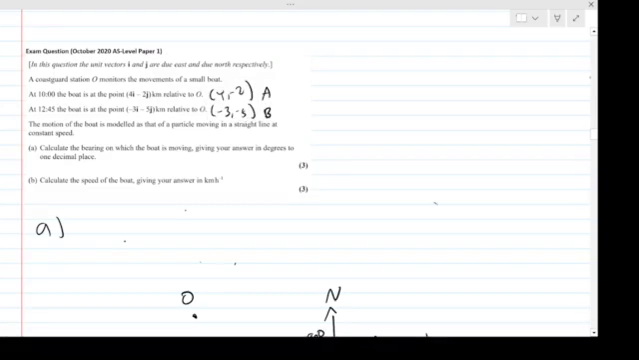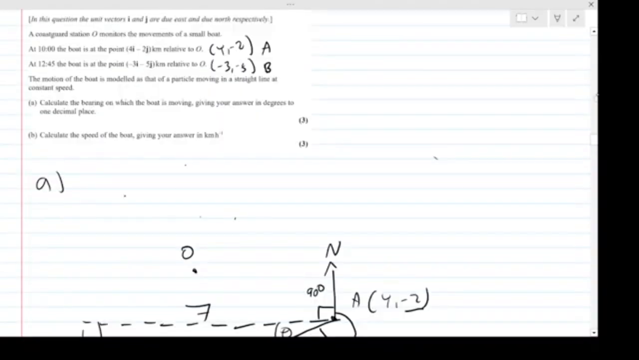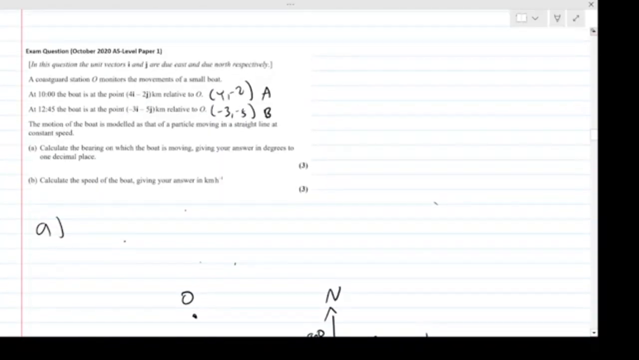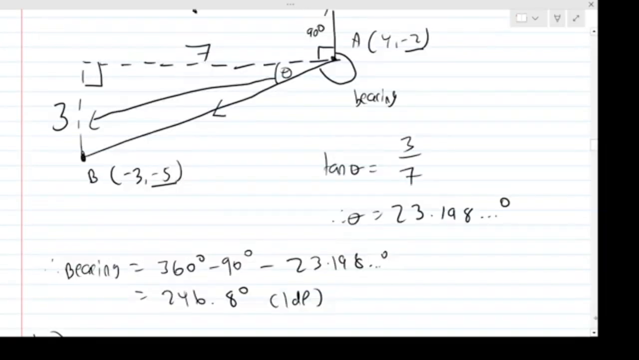Then part B says, calculate the speed of the boat. So, speed. Well, you're probably thinking, magnitude of velocity, like I'm usually doing. But I don't have a velocity vector here, so I can't resort to doing that. So my other option is to simply use the formula, distance is speed times time. So speed would be distance over time. So then my problem is to find distance and time.